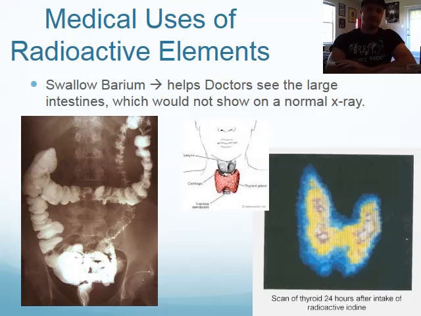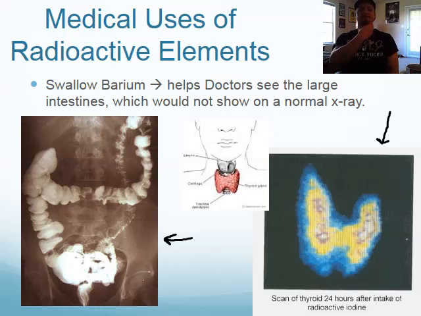So for example, if you swallow barium, this helps doctors see the large intestine, which would normally not show up on the normal X-ray. So what we have here is the small intestine leading into the large intestine, and here we have a picture of someone's thyroid gland. Remember, the thyroid gland is a butterfly-shaped gland right here on either side of your windpipe. So, the more you know. Little fun fact.